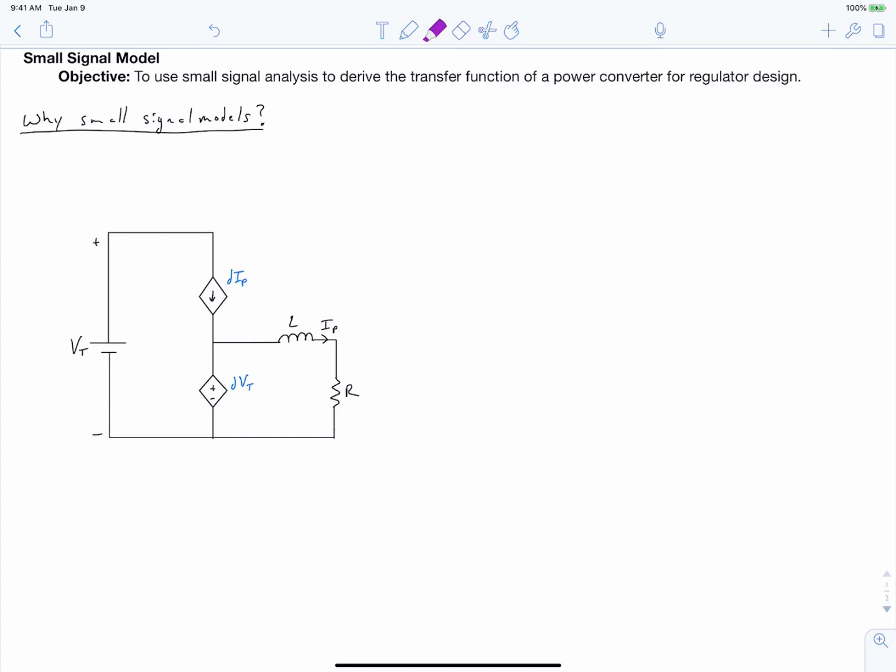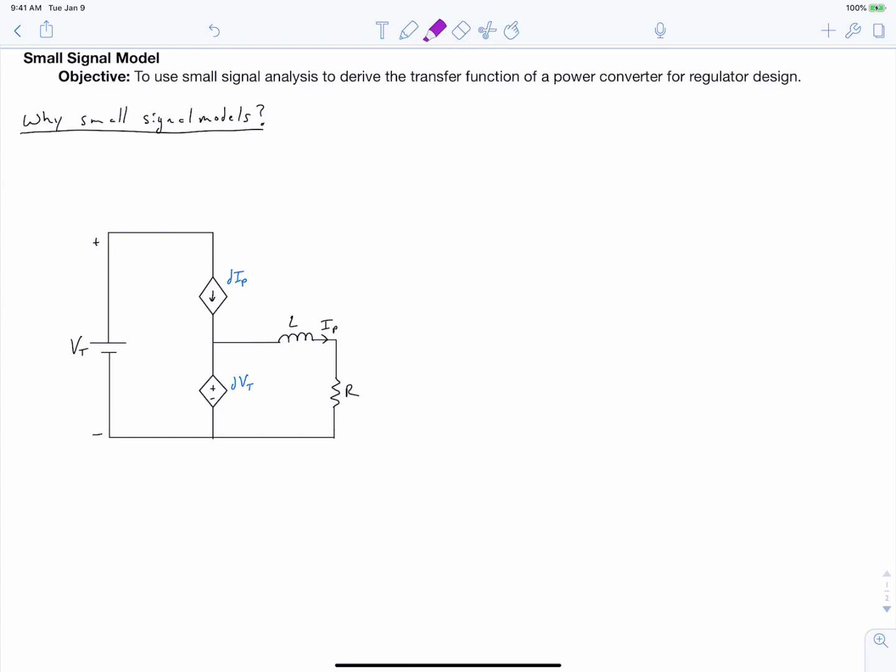The objective of this video is to use small signal analysis to derive the transfer function of a power converter for regulator design. So we've been building up our tools for regulator design, and in our previous videos we talked about other components of our loop transfer function, including the regulator and our negative feedback factor, but we left as question marks our power converter model and our regulator design.